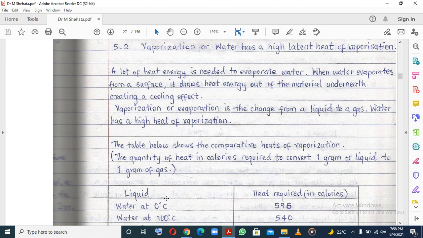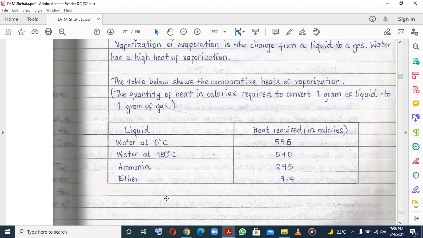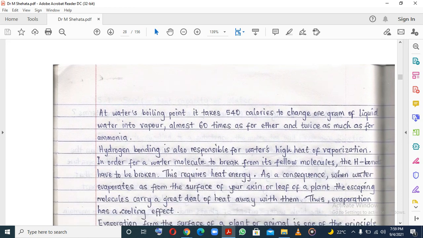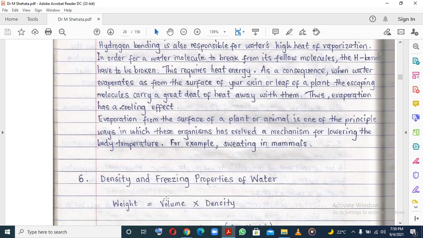So vaporization or evaporation, like we talked about, is just the change of physical state from a liquid to a gas, and water has a high latent heat of vaporization. So it simply means that for you to vaporize water, you need a lot of heat energy. Again, hydrogen bonding is very important, and it's actually the reason for this property as well.